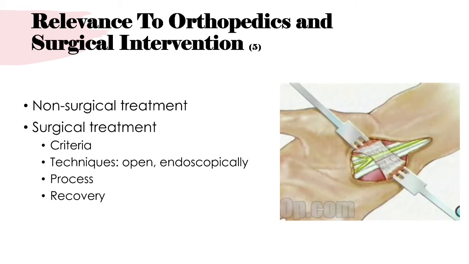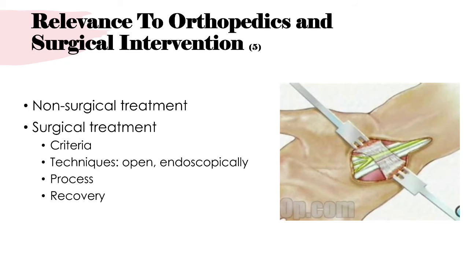Continuing on to relevance to orthopedics and surgical intervention. There are many non-surgical treatment techniques for CTS, including different braces, taping techniques, and stretches to help relieve pain in the carpal tunnel. Most patients with CTS will be sent to physical therapy first to try and release the tension and pain. If physical therapy does not help, the patient must meet certain criteria in order to be considered for surgery. Usually, after 6 months, the doctor will discuss surgical options if they feel necessary.